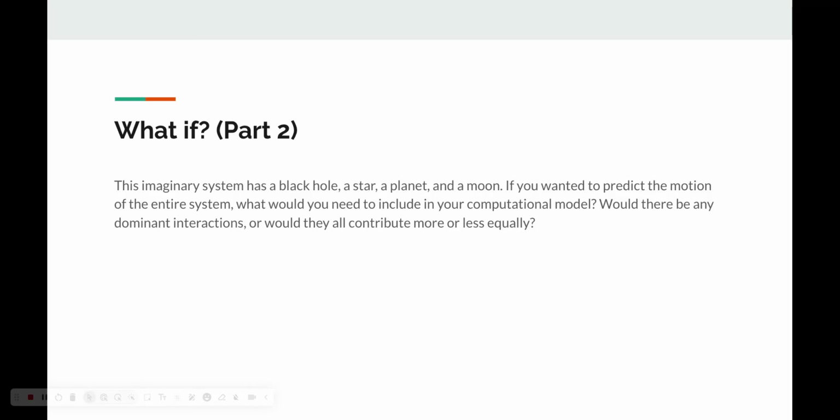And there would be a dominant contribution because a black hole has way more mass than a star, a planet, and a moon, and a star has way more mass than a planet and a moon. So we'd have to consider the dominant effect of the black hole and star on the others compared to the planet and the moon, which might not have as much of an effect on the star and black hole because they're so much more massive.